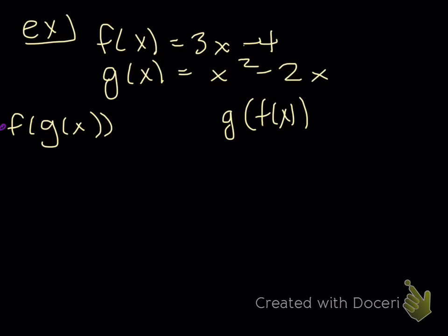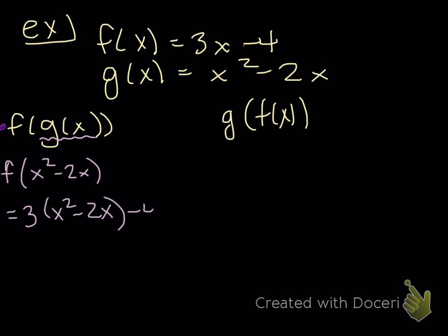The way we pronounce this is f of g of x, and this means that I'm going to input g into the f function. So basically I'm evaluating the f function at x squared minus 2x. So everywhere I see x in the f of x function, I'll replace it with that. So in the f function, I have 3 times the quantity of x squared minus 2x. And I distribute the 3, and I get 3x squared minus 6x minus 4. And that's our final answer.